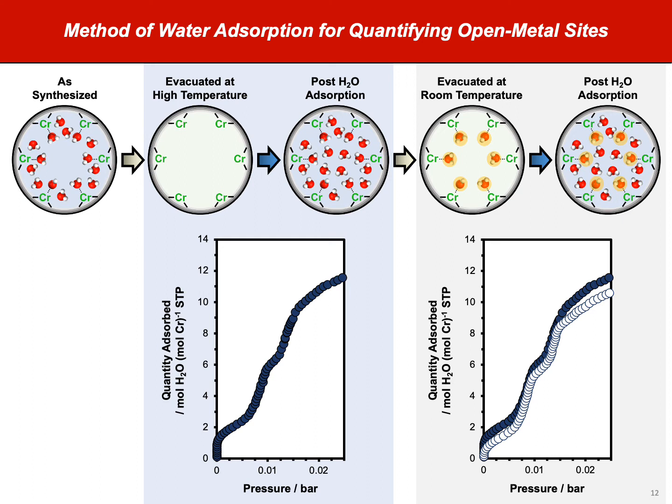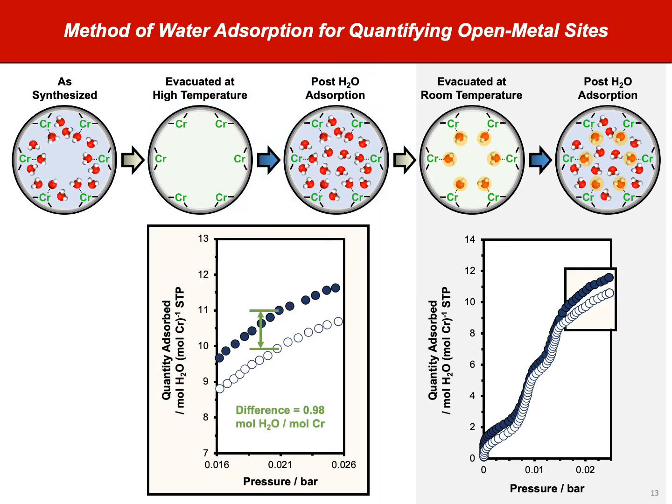As expected, the difference isotherm lies below the isotherm for the material that was originally activated at 250 degrees Celsius. Moreover, if we look at the region that is past the adsorption into the larger mesoporous cavity, we see that the difference between the original isotherm and the difference isotherm approximates to the density of open metal chromium, or the density of chromium in my metal organic framework material.